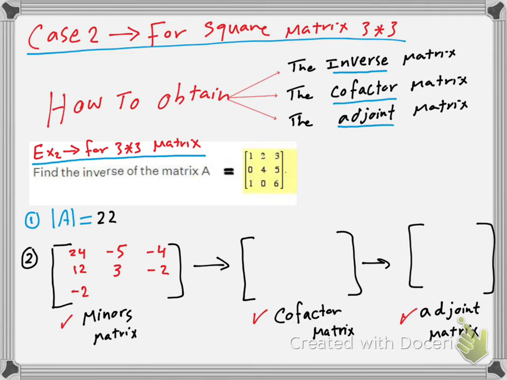To compute the minor of the number 0, just hide the row and the column and start to make multiplication. 1 multiplied by 5, 5, and 3 multiplied by 0, 0. 5 minus 0, it will become only 5. Then here you can put 5.